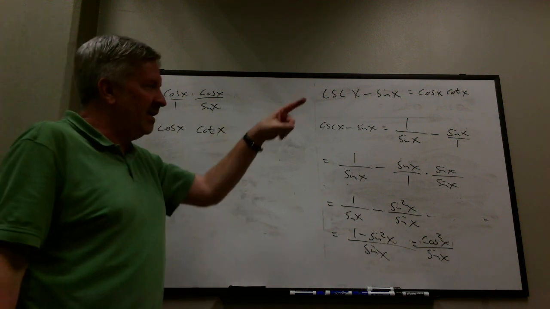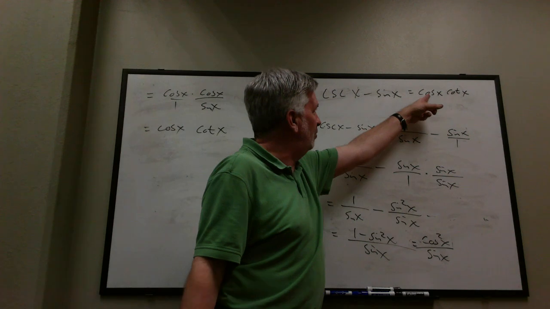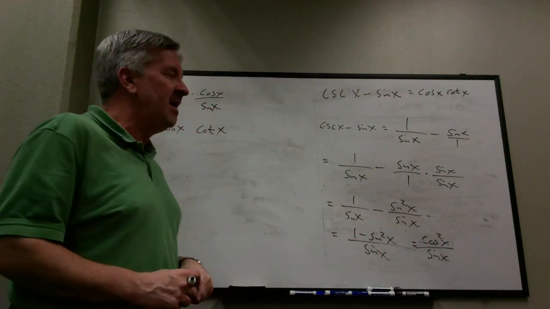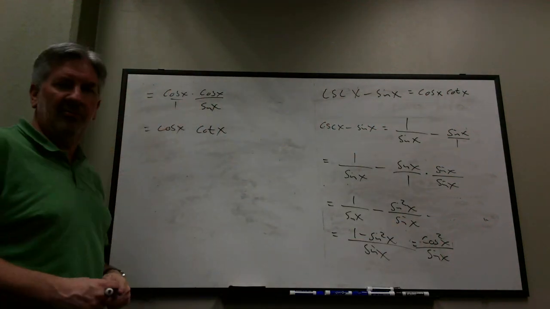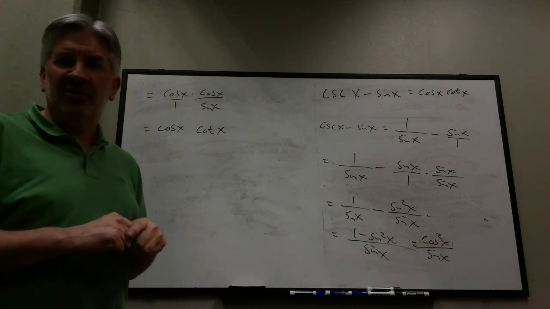Right? So sometimes looking at what you're trying to get to will help you decide what to do. Like here, I need a cosine times something, so let's steal one. And then you see what's left. Oh, that's cotan, we're finished. Okay, so I'm going to do the second half of this section in a separate video.